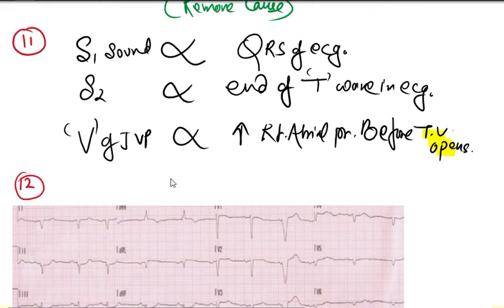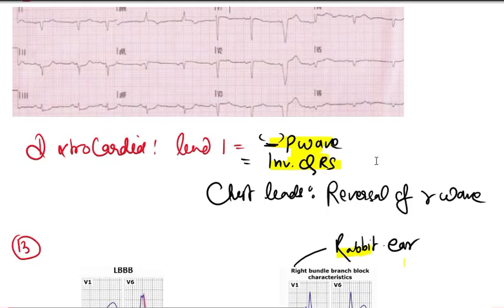Next one, S1 sound of the heart correlates with the QRS of the ECG. S2 sound correlates with the end of the T wave in the ECG. V of JVP correlates with increased atrial pressure before the tricuspid valve opens.